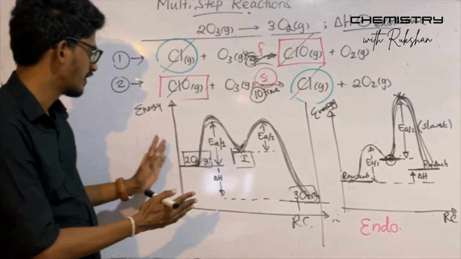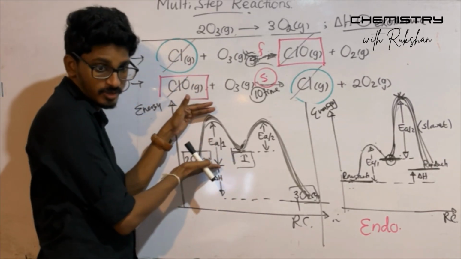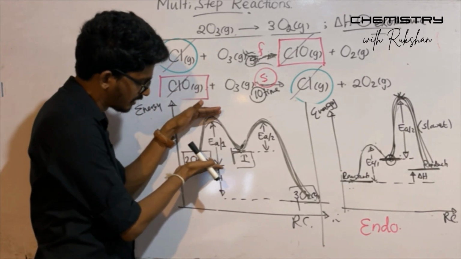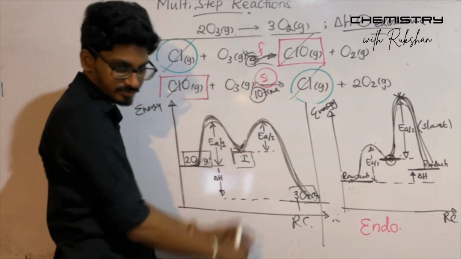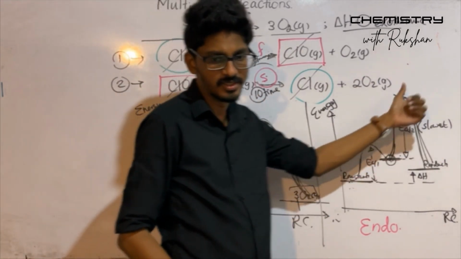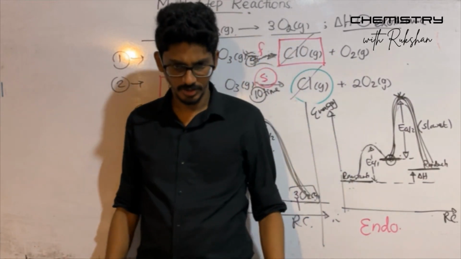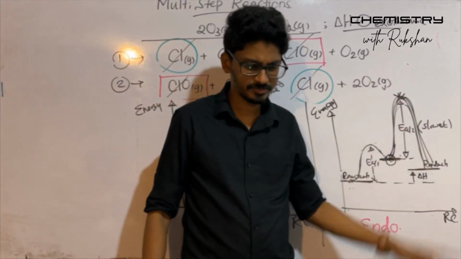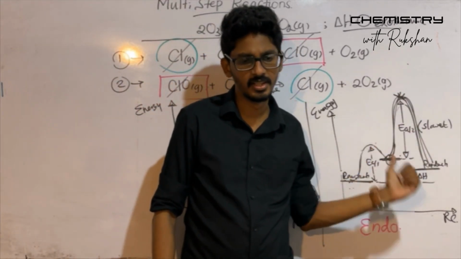In this case, we have considered the first step as the rate determined step, as it has the greater height, the greater activation value than the other step. In this case, we have considered the second step as the slow step, which is why we put a greater height there as the activation value than the other steps.